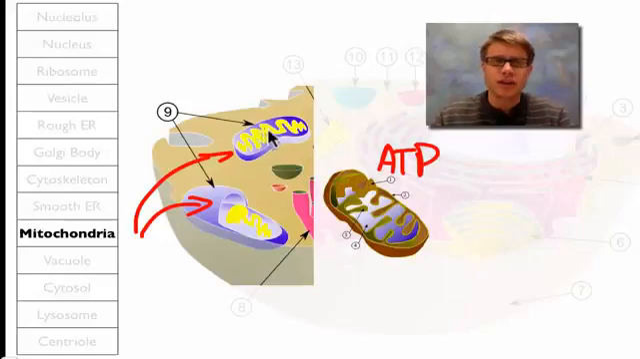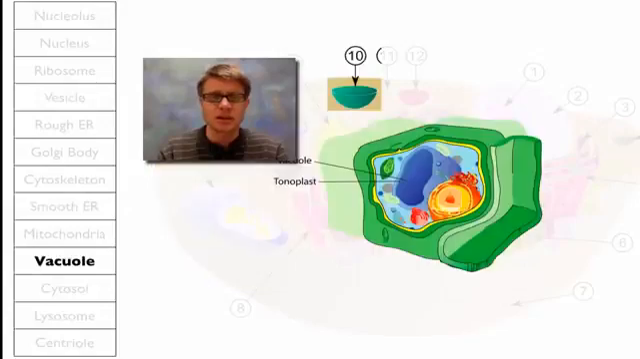What's some evidence for that? Well, they have their own DNA. They reproduce on their own through binary fission. And so it's pretty much accepted as biological fact.